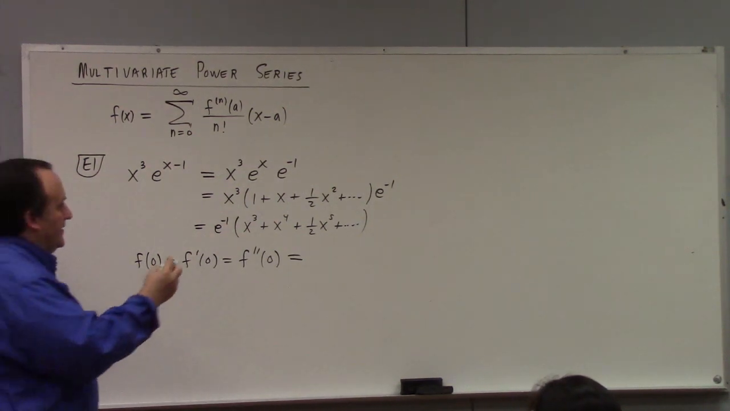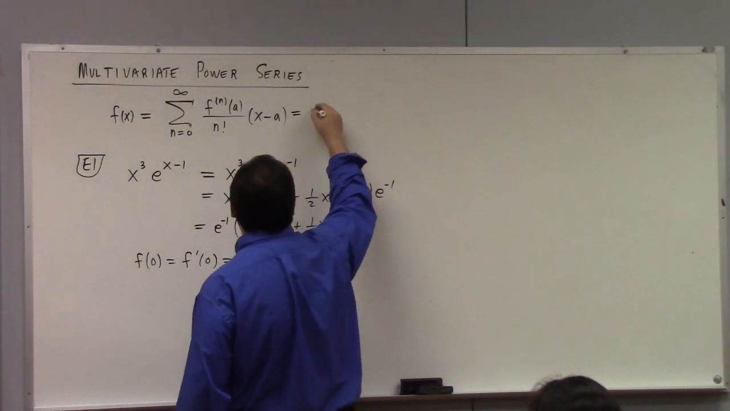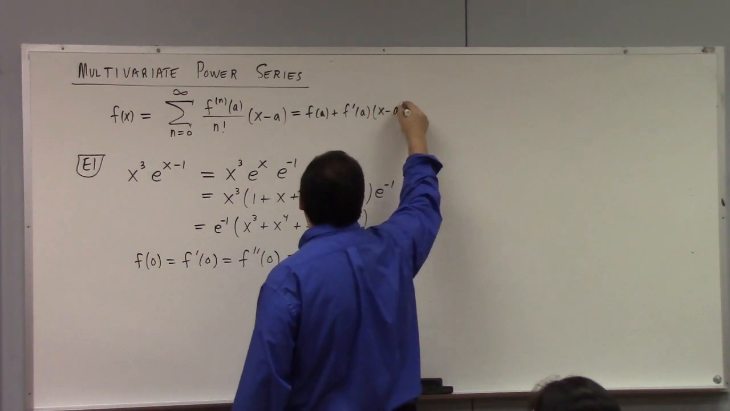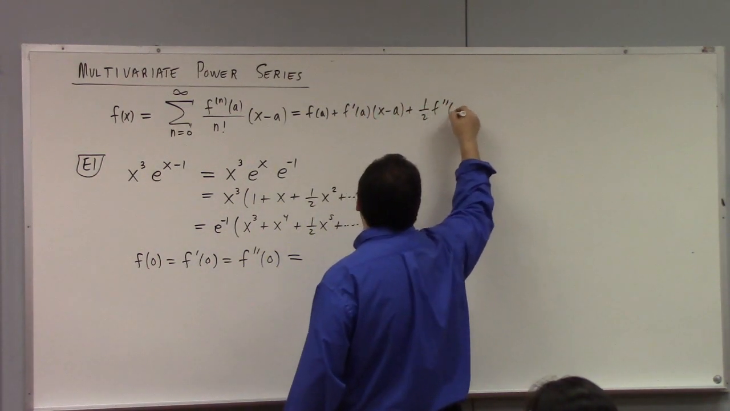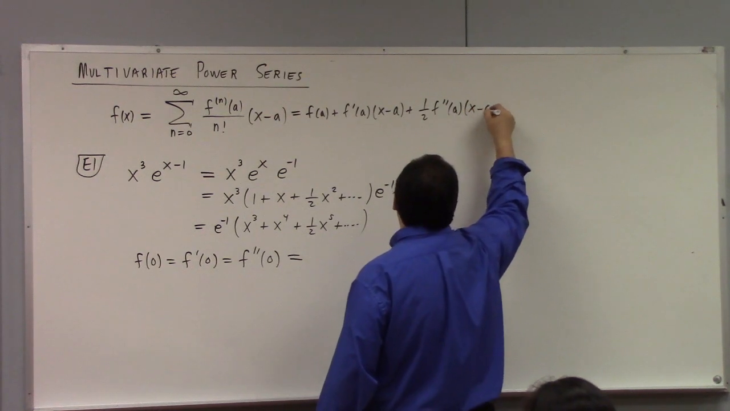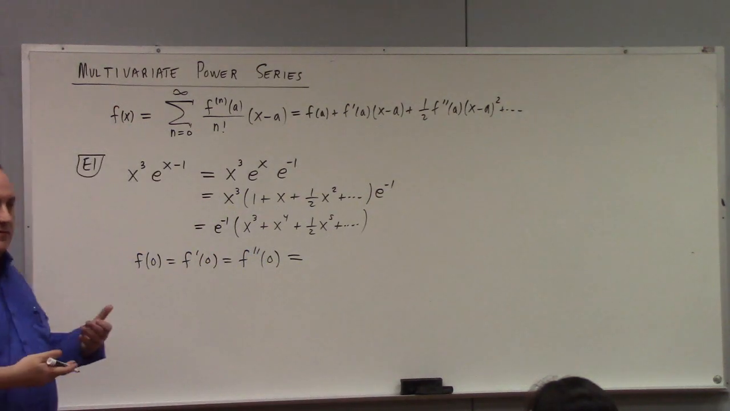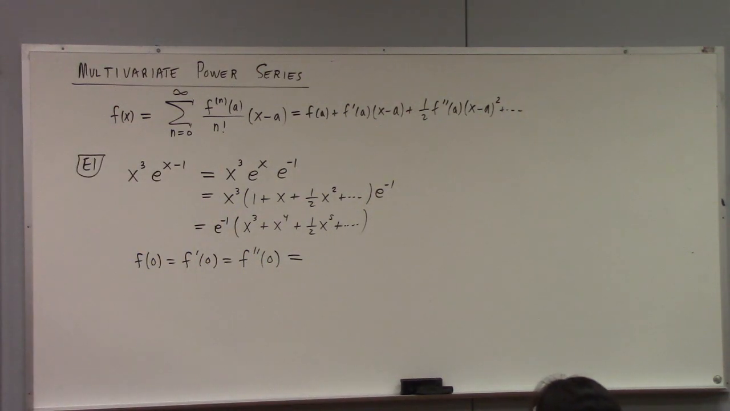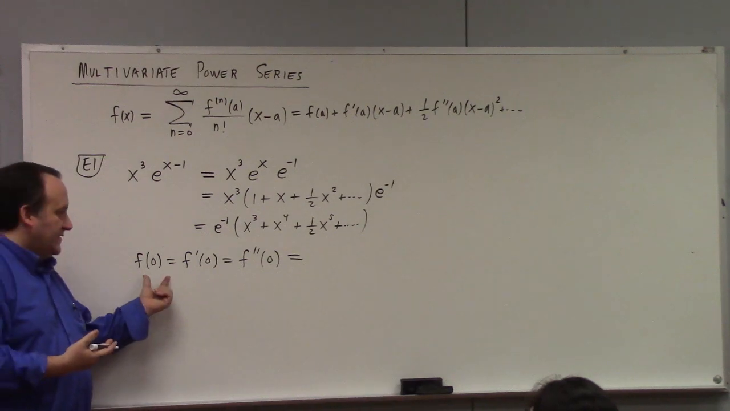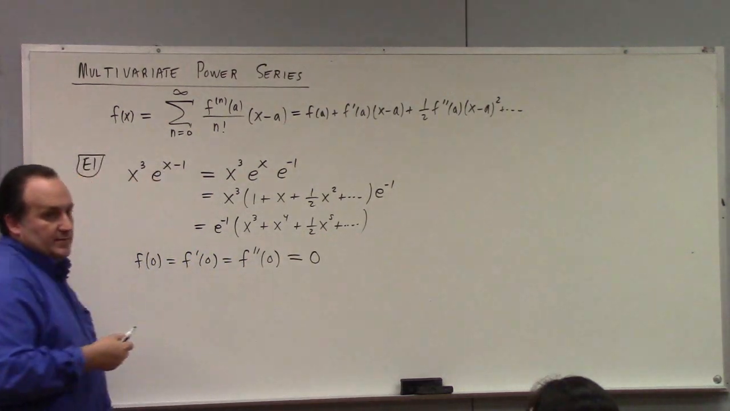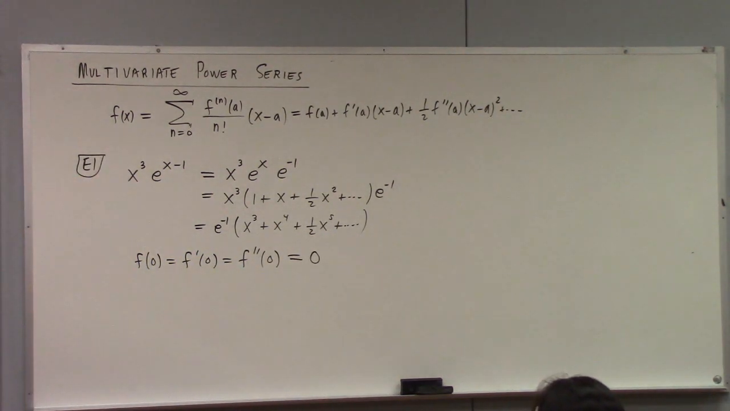Right, because if we look at this, this is f of a, plus f prime of a times x minus a, plus 1/2 f prime prime of a times x minus a squared, right? And as you can see, those terms are absent, therefore they must be 0, which is how Sam could see that these were all 0, because there is no constant, x, or x squared term there, right? And a power series is uniquely determined by its coefficients.